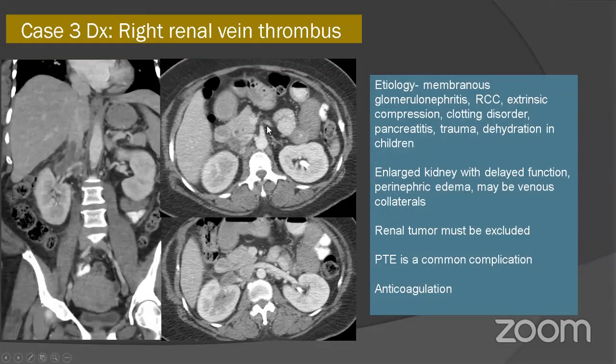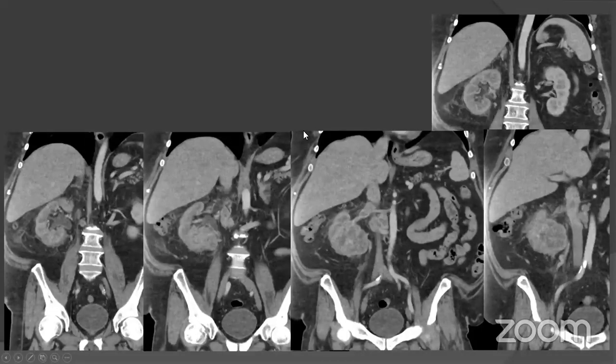The most common etiology is membranous glomerulonephritis. Of course, when you see a renal vein thrombus, you must always exclude an underlying renal tumor. And pulmonary thromboembolism is a common complication of these thrombi. And the management in absence of a tumor is anticoagulation. And I've listed the other causes of renal vein thrombosis.